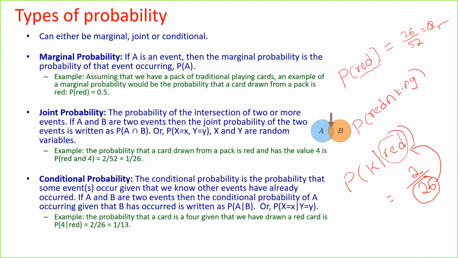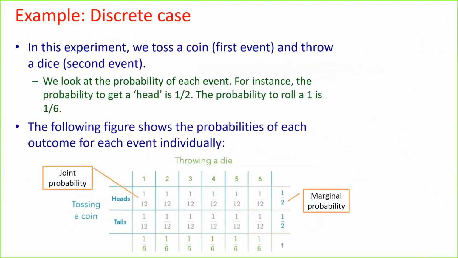Red color card. So the 26 cards with the red color. So therefore, we are just taking the space in the denominator, right? Size of that space in the denominator. All right. So let us first try to understand these notions with the discrete case. Then we will extend it to the continuous case.